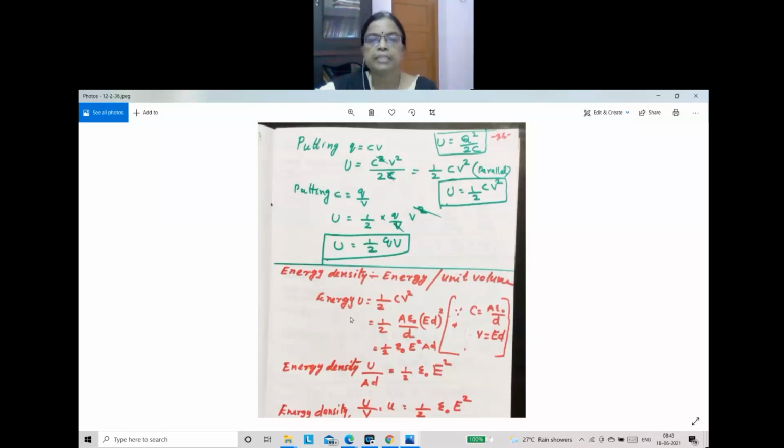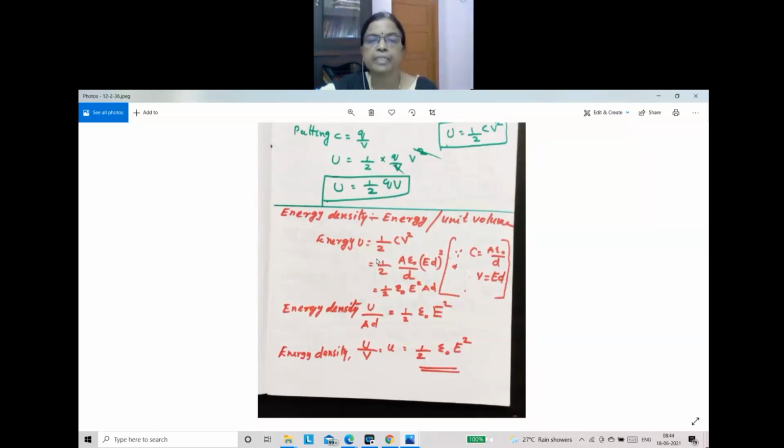Okay, energy density we can see, children. Energy by volume, that is energy density. Energy density means energy per unit volume. So energy is half CV square. We are substituting, writing other terms. Half into C. What is the expression for C? A epsilon 0 by D. What is the expression for V? E into D. Those values we substitute here and square it, and what we get is E square D square.